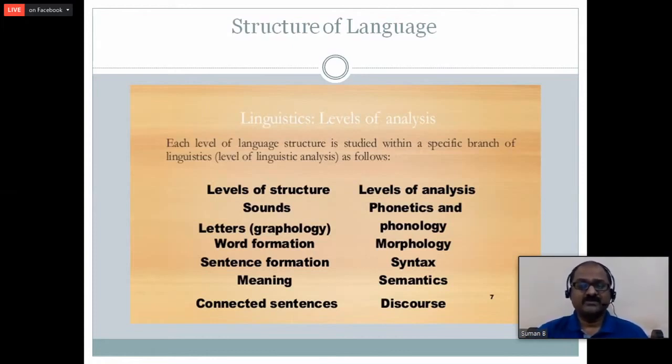You must have heard words like top-down approach and bottom-up approach. These words can be applicable here also. While looking at language and the structure of languages, these two are important for us as teachers: the top-down approach of looking at a language and the bottom-up approach of looking at a language.